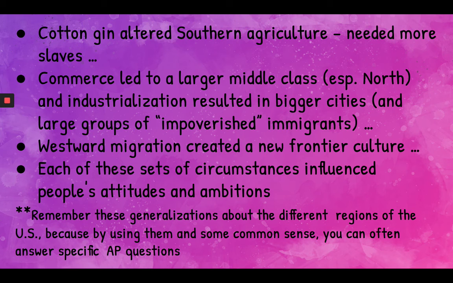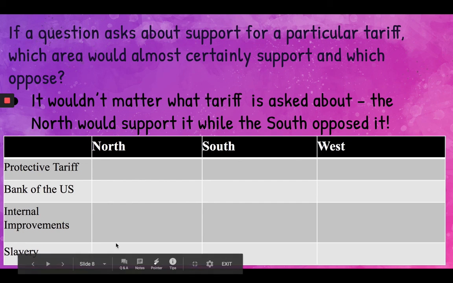Knowing those generalizations will help you answer specific questions because you'll be able to put two and two together and think, okay, so the North does support the Bank of the United States and the South does not. So knowing what I know, how can I answer this question?